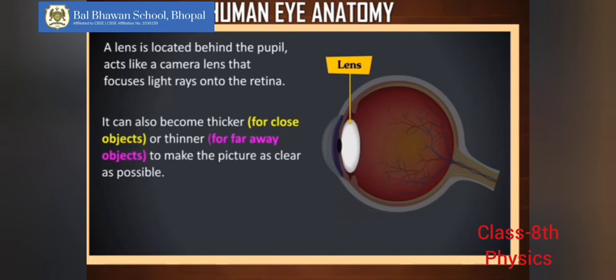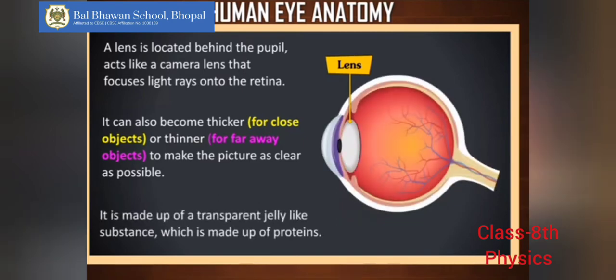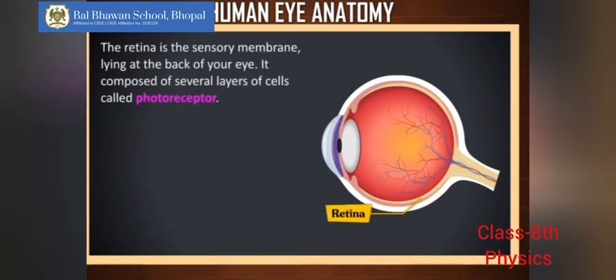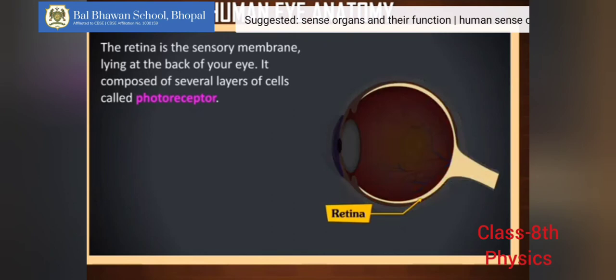As you can see, the lens is a double convex lens. Convex lens is bulging outwards. Similarly, this lens is also bulging from both the sides. So this lens is actually responsible for forming the images on the retina.